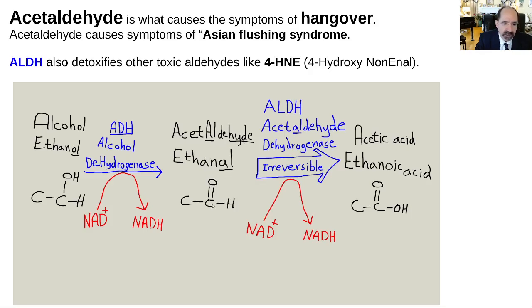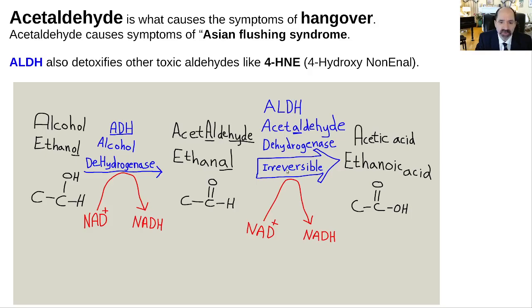So that just means the carbon has a carbonyl group on it, a double bond to oxygen, and we now again have a hydrogen over here. This is toxic. This acetaldehyde or ethanal, it's the same thing. That's what causes the symptoms of a hangover. That's what causes the symptoms of Asian flushing syndrome, when they turn red and they're tachycardic and nauseous and can vomit. And the persons who get that are persons who lack this enzyme, acetaldehyde dehydrogenase, ALDH.